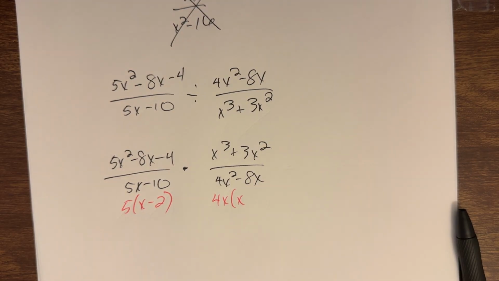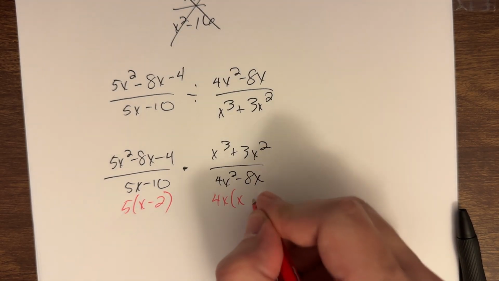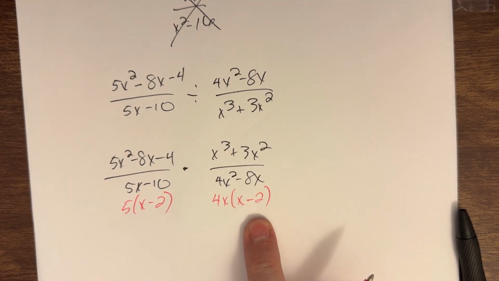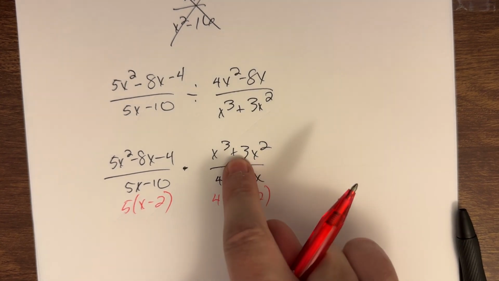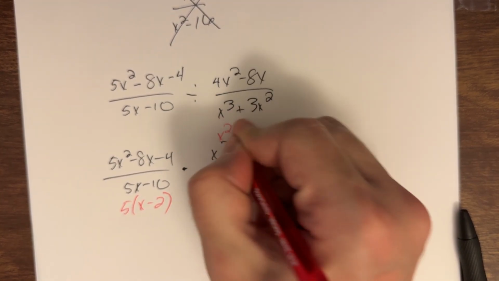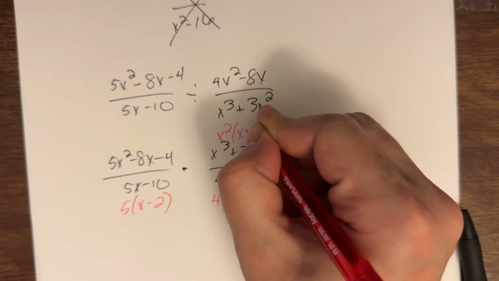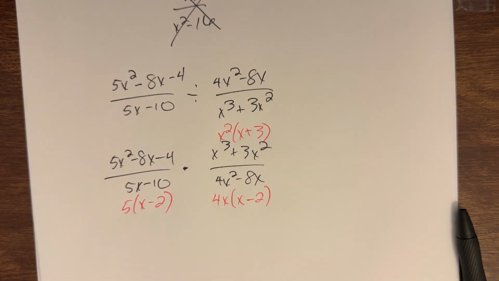No, it's okay. We'll keep going. Yeah. 4x comes out, x minus 2 comes out here, and over here, x squared comes out, and an x plus 3 would be left behind.